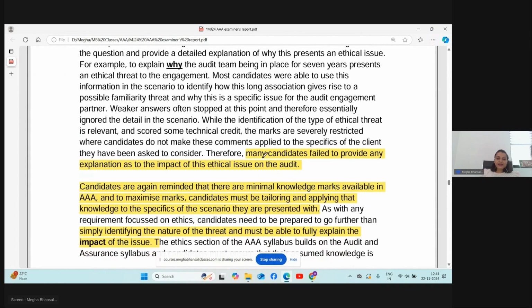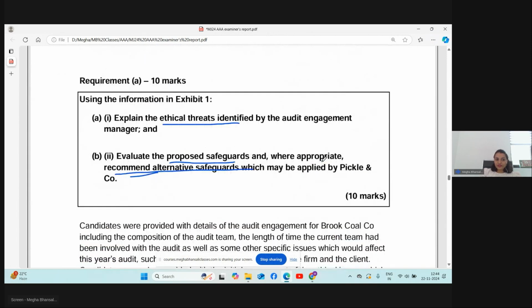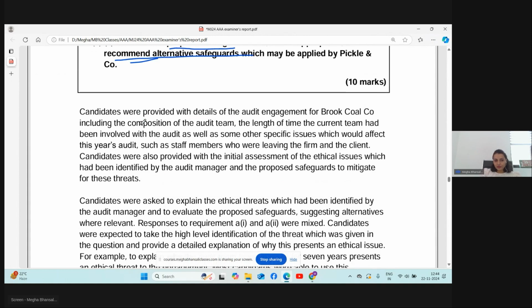It says many candidates failed to provide any explanation as to the impact of the ethical issue on the audit. So when you're explaining the threat, you have to say what the issue is plus what the impact is on my audit. My audit is not going to be correct. I'm not able to give an unbiased audit opinion. All those things could have been included here.